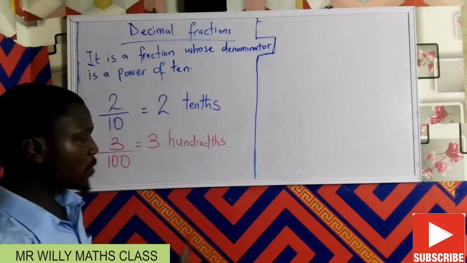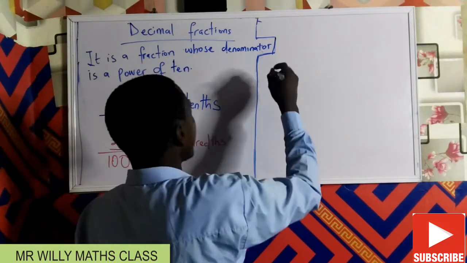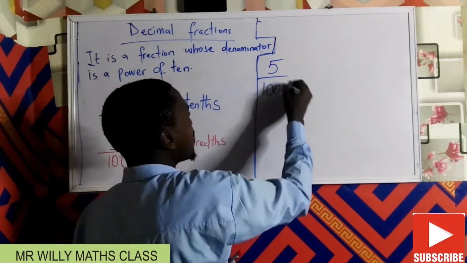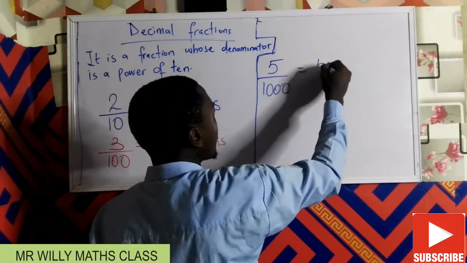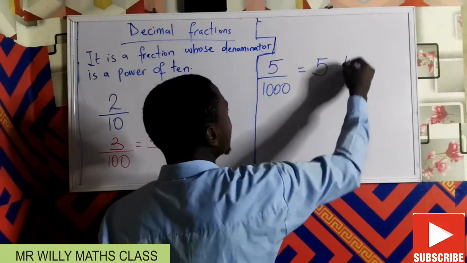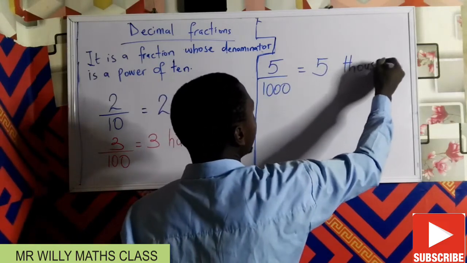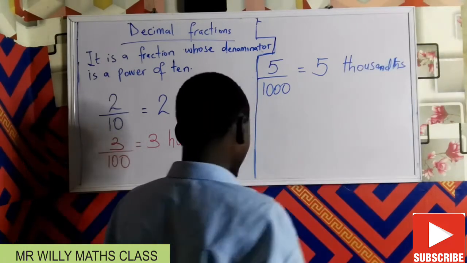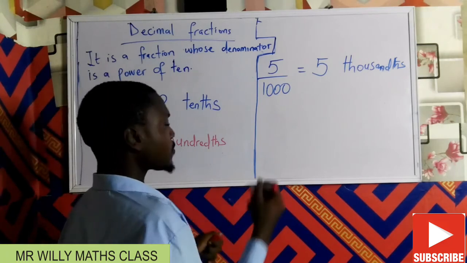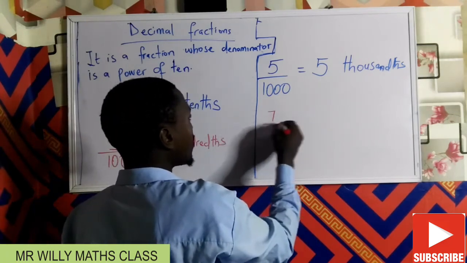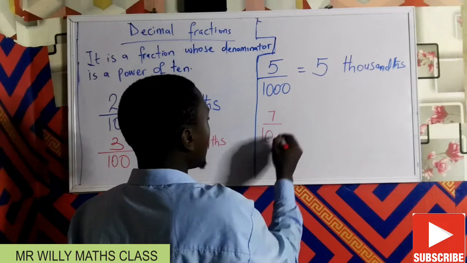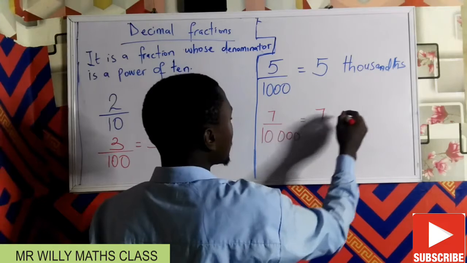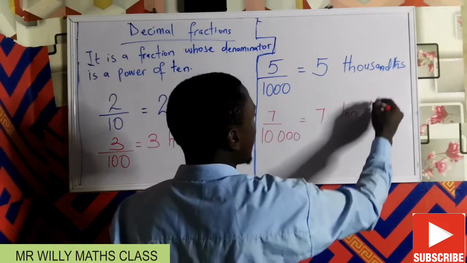What if you have something like 5 over 1000? It will be 5 thousandths. What if you have 7 over 10,000? It will be 7 ten-thousandths.